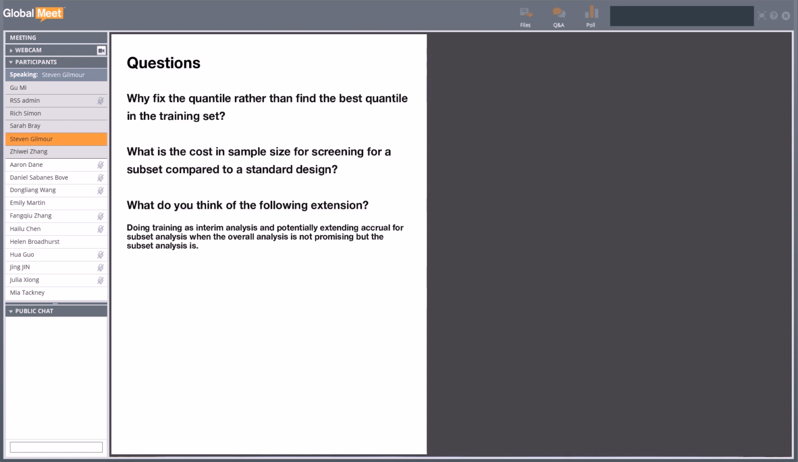So we do have one in the Q&A box from Danielle Sabanes-Bove, who's asked, would the adaptive signature design also be an interesting option if one only has a single continuous biomarker and subsets are defined by different cutoffs of this biomarker?